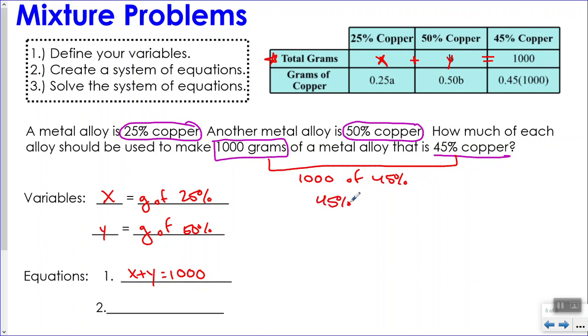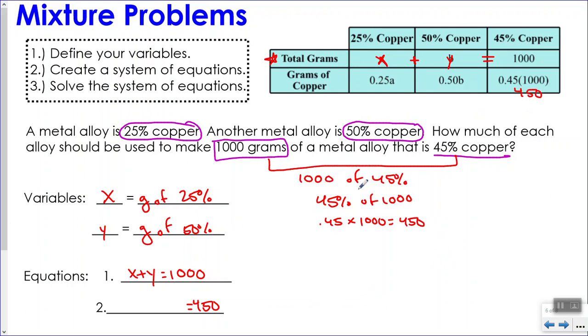So we really want 45% of 1,000. In order to find that, we take 0.45 and multiply it by 1,000, and that'll give us the amount of copper in our alloy when we're finished. And so we know that we'll end up with 450 grams at the end. So that's going to be our total when we're done, and that's what this part is going to be equal to here.